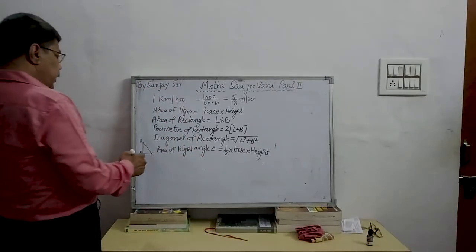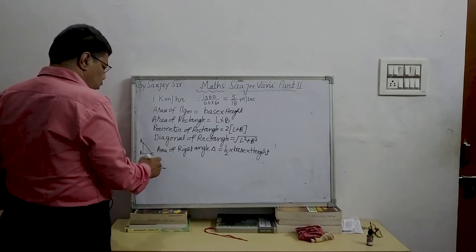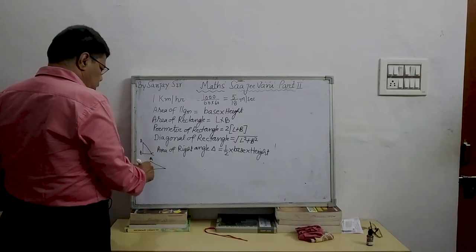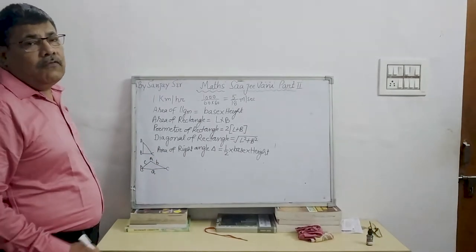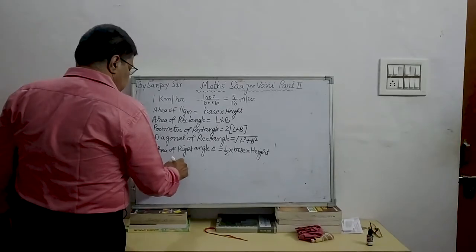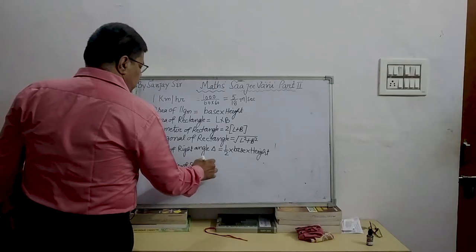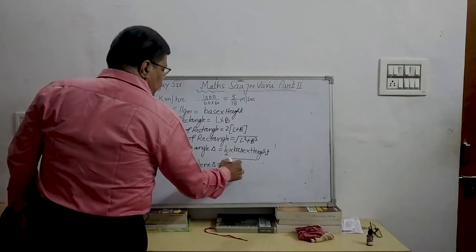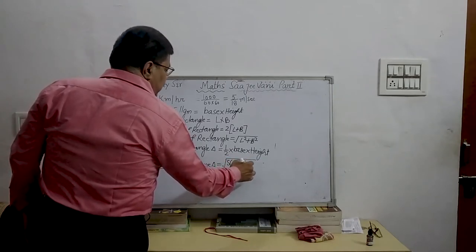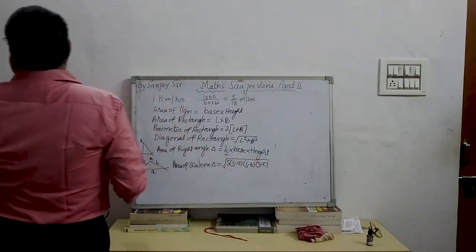Suppose a scalene triangle is there. A scalene triangle means one whose sides are not equal. All sides differ from each other. Suppose this is A, this is B, this is C. How will you find out the area of a scalene triangle? It is found by this formula: under root S into (S minus A) into (S minus B) into (S minus C). Clear, children?